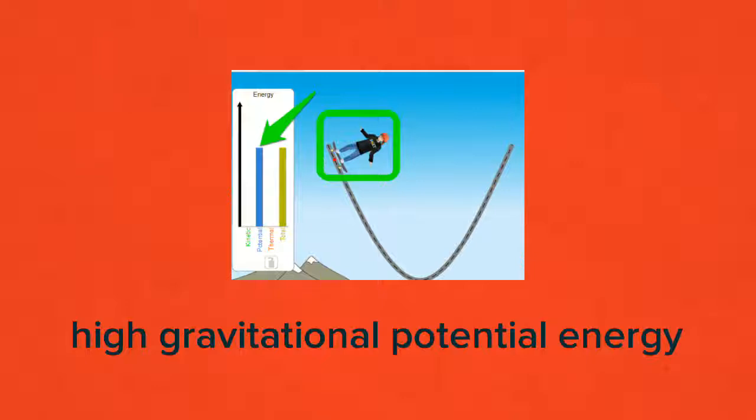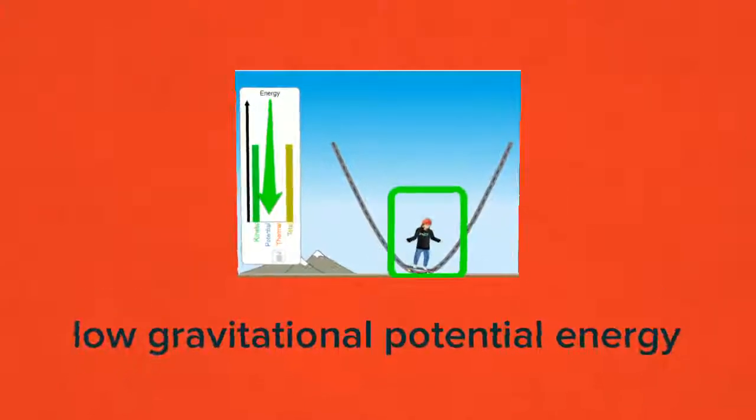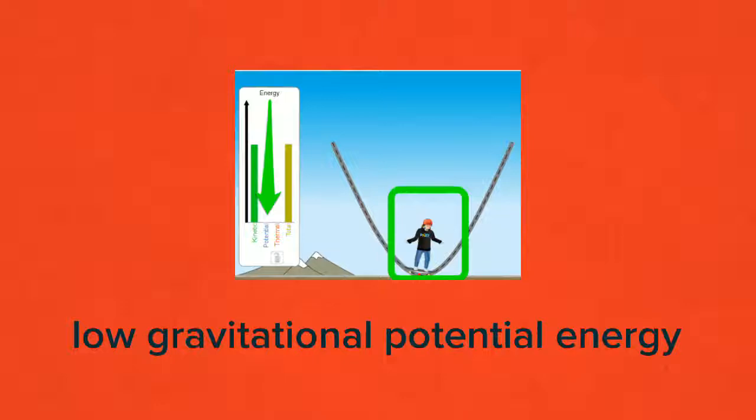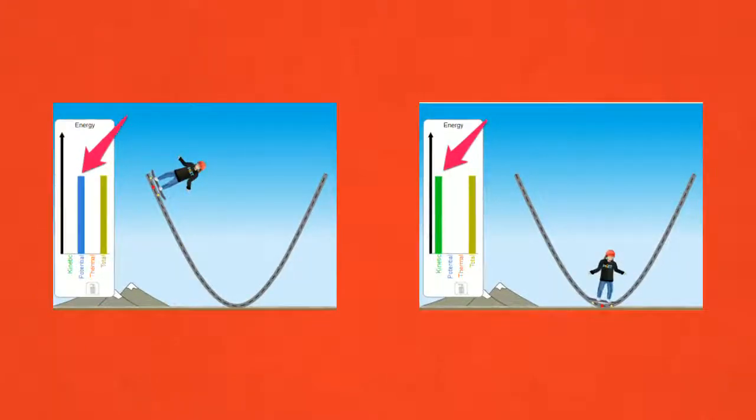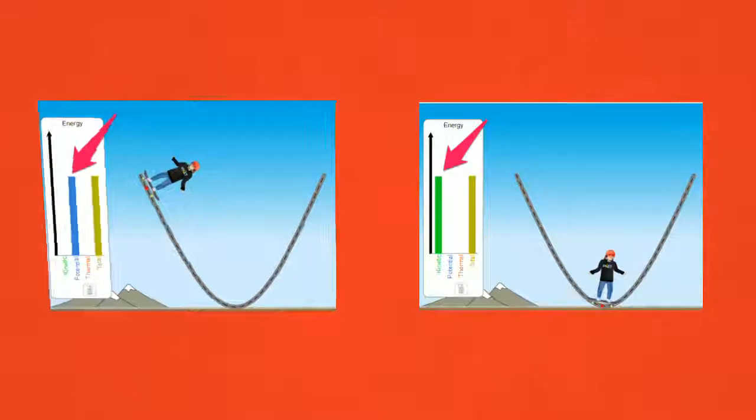When the skater is high, we have high gravitational potential energy. The top is where this energy is the highest. When the skater is at the bottom of the track, it has the lowest gravitational potential energy. Another thing that you can notice is that kinetic and potential energy do the opposite of each other. When potential energy is all the way up, kinetic energy is all the way down.